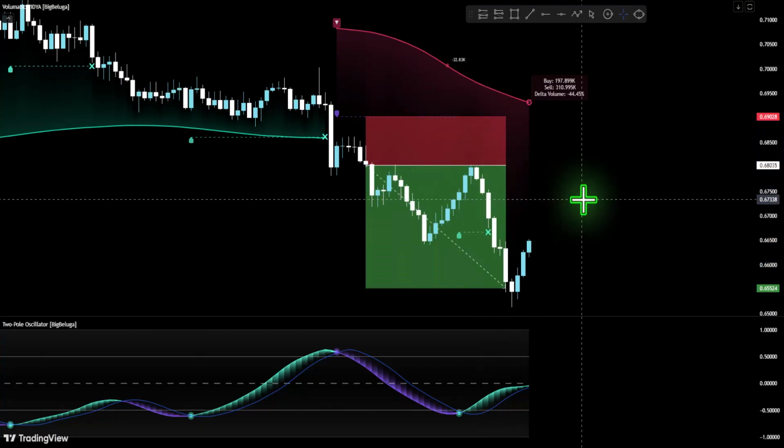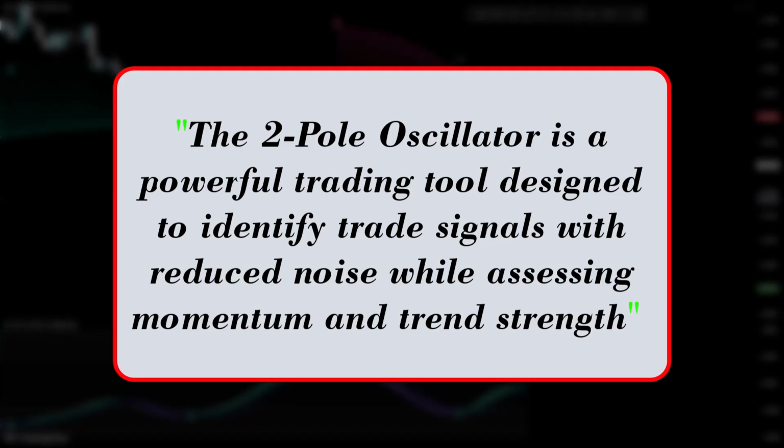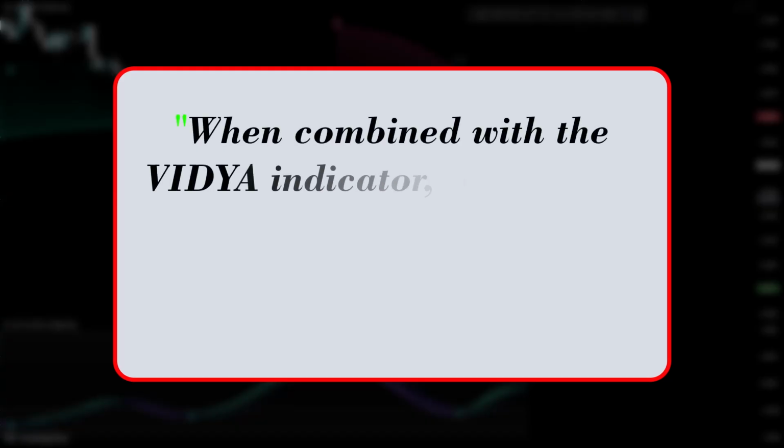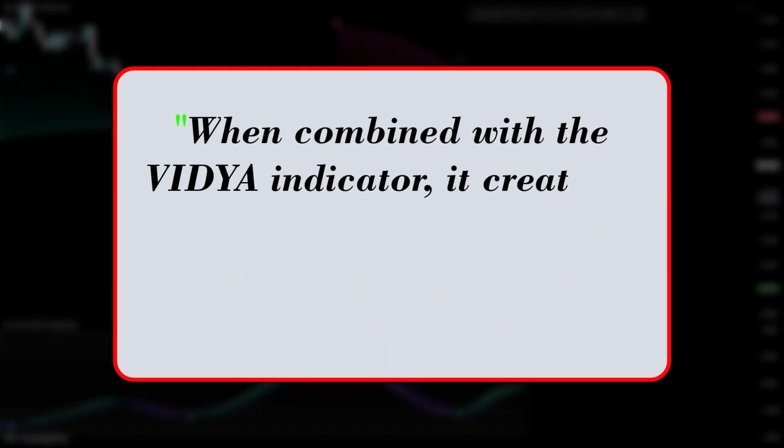trade. This is the two-pole oscillator, a potent trading instrument that aids in the identification of trade signals with less noise, momentum, and trend strength. It produces a high-probability trading method for successfully capturing market movements when paired with the VIDIA indicator.